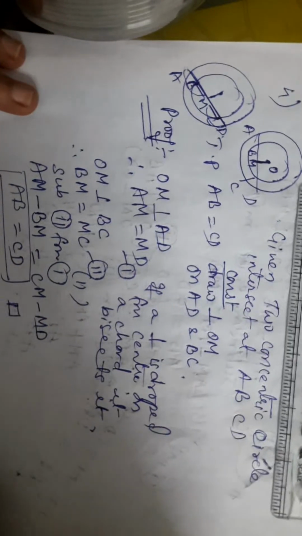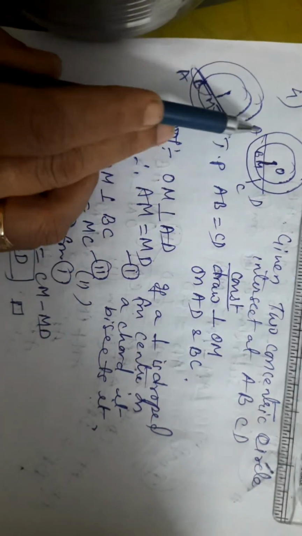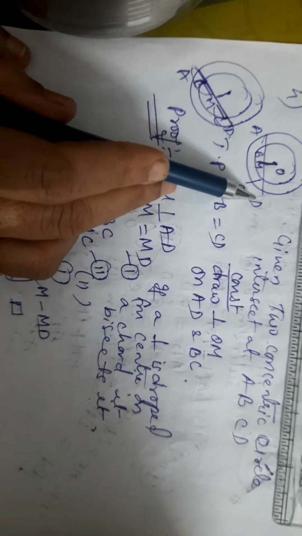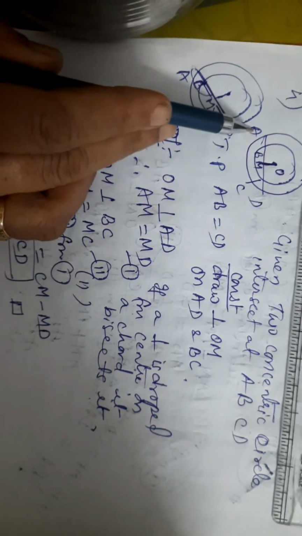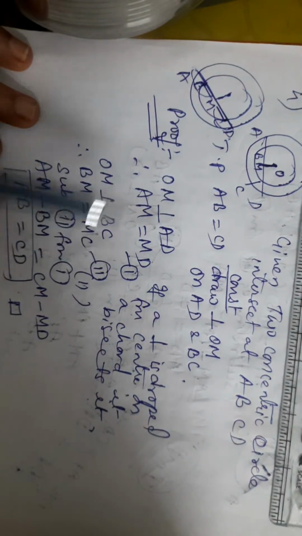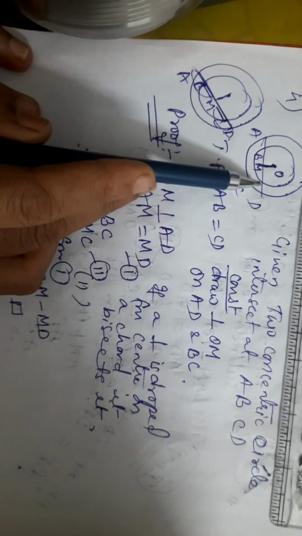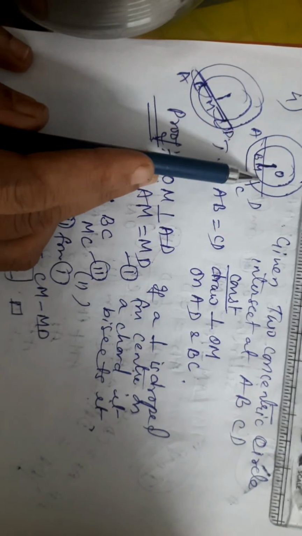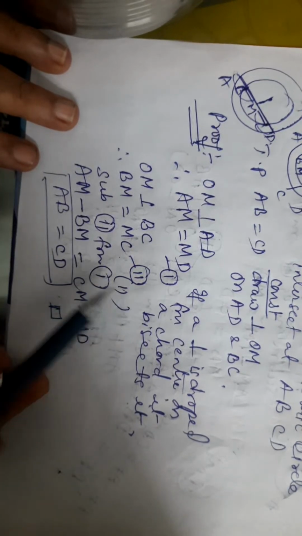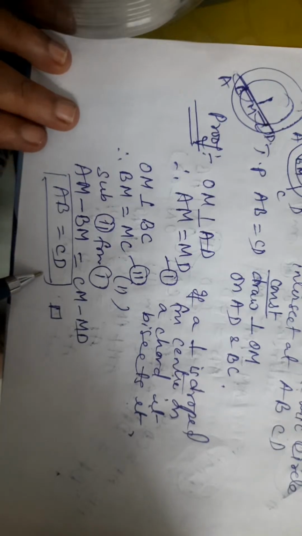So once again I am repeating. Here two concentric circles are there. When we drop a perpendicular from the center, the chord will get divided into two parts, or we can write like the chord gets bisected. So here we dropped a perpendicular, AM will be equal to MD. So I wrote AM equal to MD. In the same way, the same perpendicular is for the other inner circle chord also. So BM will be equal to MC. I made here BM equal to MC. Now subtracting both the equations, we'll get AB equal to CD. So this only we need to prove.